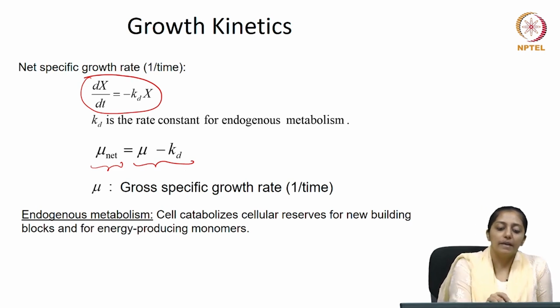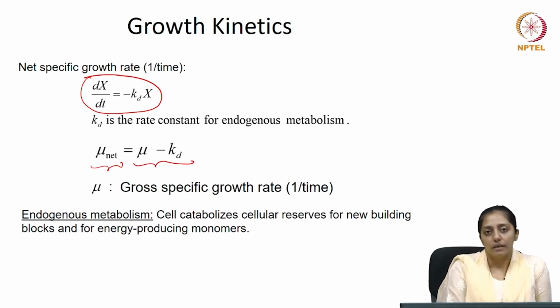which means the rate at which the cell number will be decreasing is proportional to the cells, but the rate constant here is having a negative sign as the cell number will be decreasing, and this is given a notation Kd, which stands for the endogenous metabolism rate constant, and mu net will be your net growth rate.